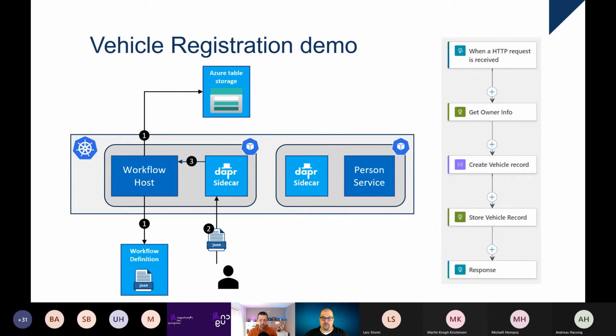Then I will send it a payload through the Dapr sidecar, and then it delivers it to the workflow host, and then it will trigger a new instance of this workflow definition. Then the get owner info will use the Dapr sidecar. It will call the person service and get back the owner information and the vehicle information. And then it will create the vehicle record. And then it will store the vehicle record again by calling the Dapr sidecar of the workflow host. And this will send it to, in this case, Azure Table Storage, because I'm also using Azure Table Storage, but it could just as well be Cosmos DB or Redis, whatever. And then once everything is done, we will get a response back. So this is how this works technically.